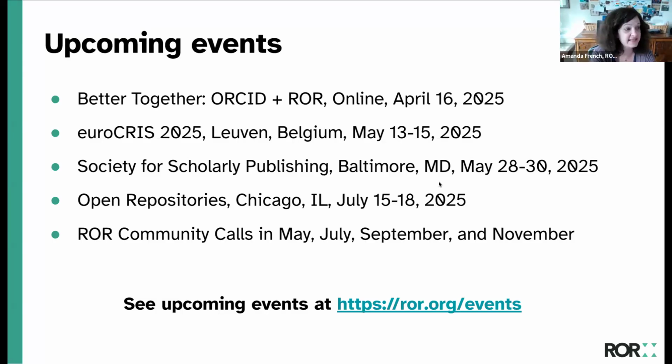We'll be at SSP in Baltimore at the end of May. We'll be at Open Repositories in Chicago in July. And of course, as I mentioned, we do have upcoming bi-monthly ROR Community Calls. So if you have not already registered for those, feel free to visit our events page at ror.org/events and pre-register for those. And of course, I'm sure that other events will come up as the year progresses.